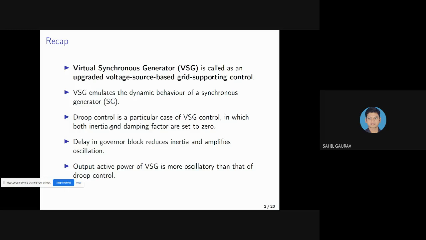The third point is that droop control is a particular case of VSG control in which both inertia and damping factor are set to 0. Or in other words, we can say that VSG, virtual synchronous generator, has larger inertia than droop control, and the amount of inertia in this VSG control depends on the virtual moment of inertia, J, and the damping factor ratio depends on the damping factor D, and the output reactance X also.